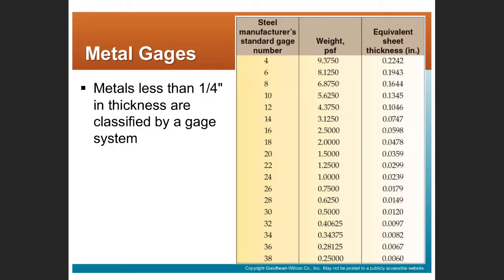Metals less than 1/4 of an inch in thickness are classified by a gauge system, right? So gauge will talk about the thickness of the metal. You might see a specification that says something shall be made of 14 gauge steel or 14 gauge aluminum. That gauge, G-A-G-E, refers to the thickness.